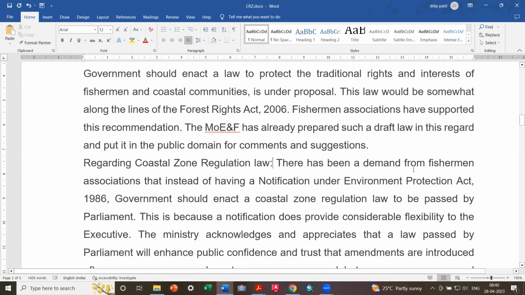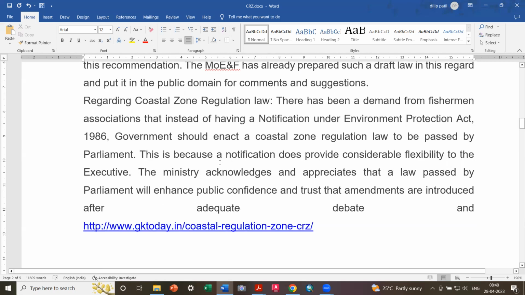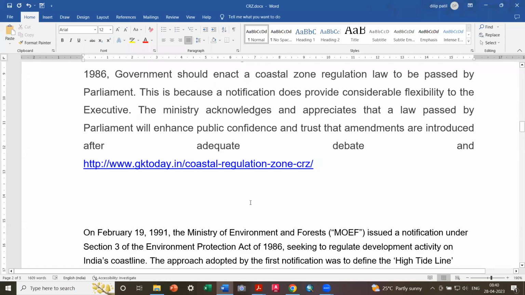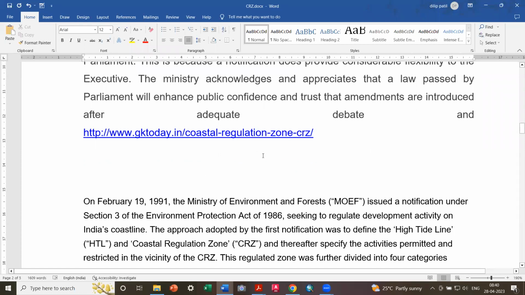There has been a demand from Fishermen Association that instead of having a notification under the Environment Protection Act 1986, government should enact a coastal zone regulation law to be passed by the parliament. This is because a notification does not provide considerable flexibility to the executive. The ministry acknowledges and appreciates that a law passed by the parliament will enhance the public confidence and trust that amendments are introduced after the adequate debate and discussions. So this is about the historical background.